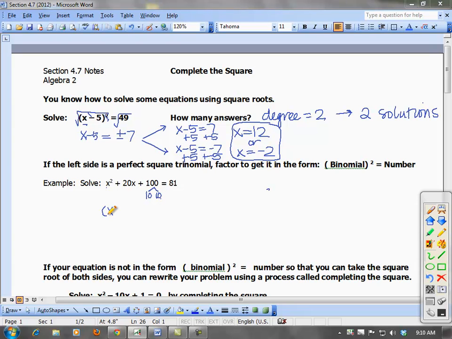So if we go back to our factoring, we know that x plus 10 times x plus 10 will factor there and I can set it equal to 81. But we don't want to write it like this. We want to write it as the square of a binomial. Since they are the same, I can say x plus 10 quantity squared equals 81.